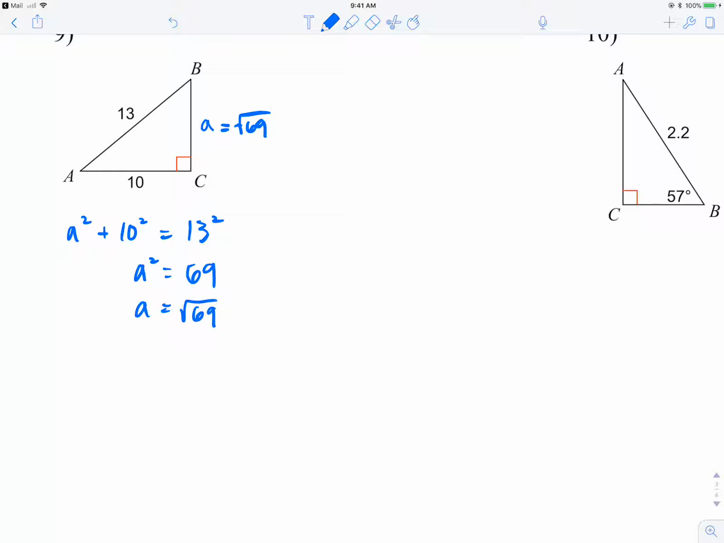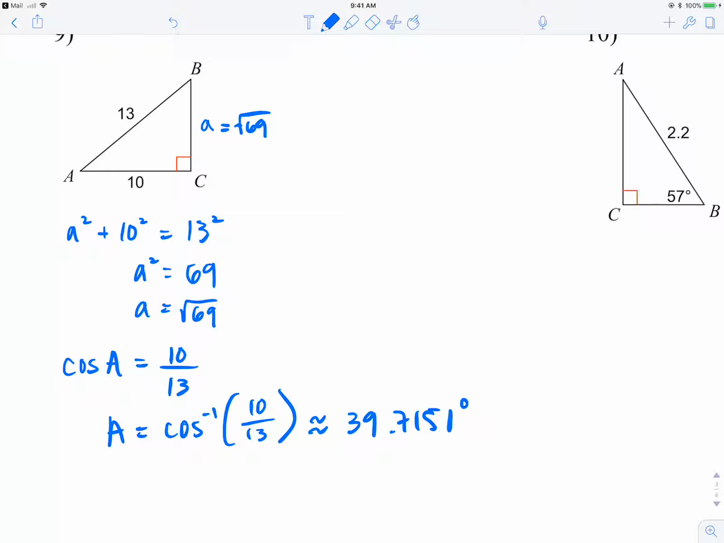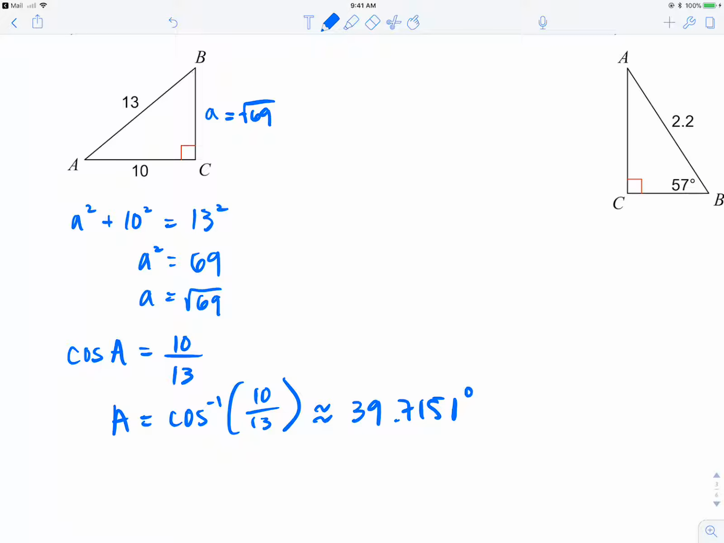So looking at what I'm given, the side adjacent to A and the hypotenuse, cosine of angle A is equal to 10 over 13. So A will be equal to the inverse cosine of 10 over 13. Angle A is approximately 39.7151 degrees.